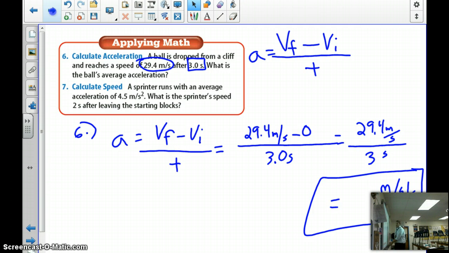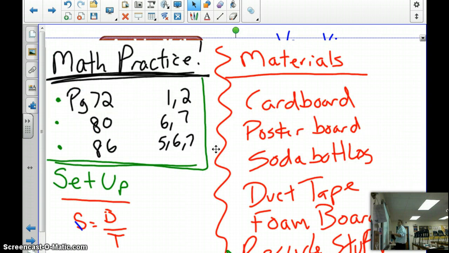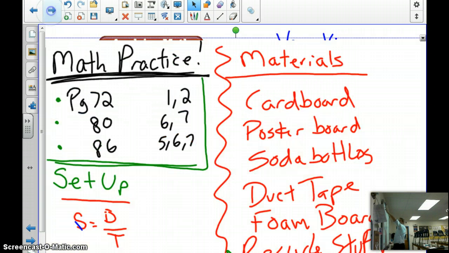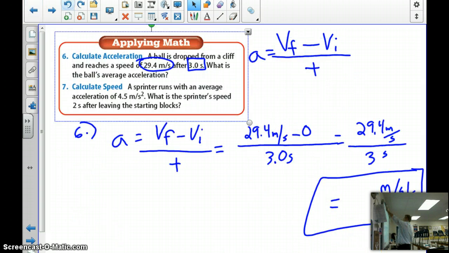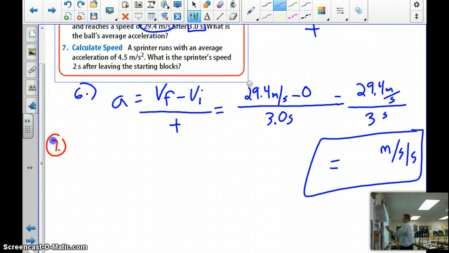For problem number 2, they're looking for something a little bit different. I said problem number 2, I meant problem number 7.